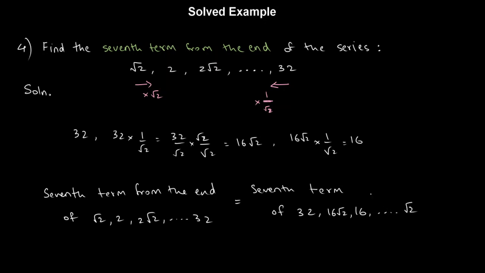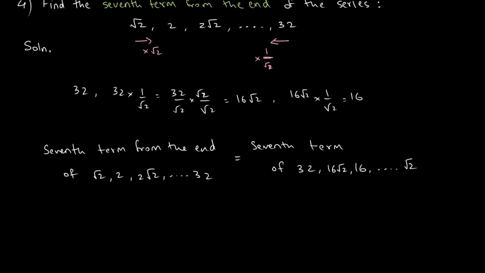So what I've done is I've just flipped the geometric progression around. Instead of finding the seventh term from the end, I'm basically finding the seventh term from the beginning of this particular GP, right? So remember, whenever you are flipping or reversing a GP, you consider the reciprocal of the common ratio in that case.